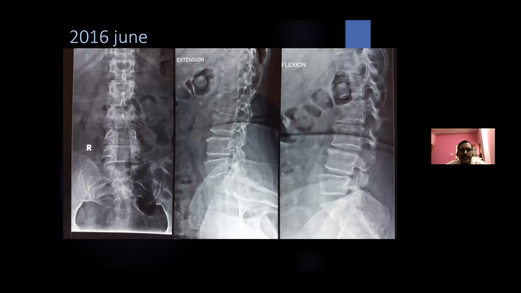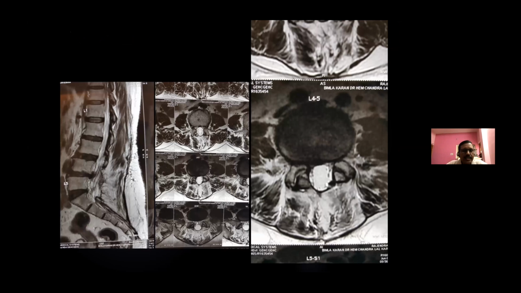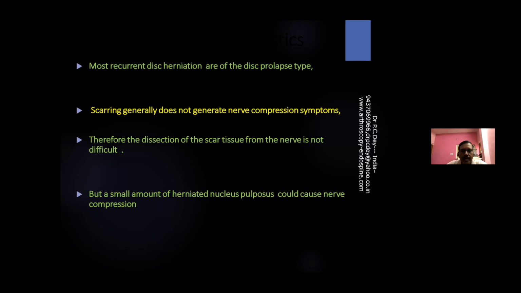We took this X-ray. This clearly shows a wide laminectomy done from L4, L5 to L5-S1. Then we did a contrast MRI, which shows a disc herniation compressing the nerve root on the right side. It is most likely a recurrent disc herniation of the disc prolapse type. Scarring generally does not generate nerve compression symptoms. Therefore, dissecting the scar tissue from the nerve is not difficult, but a small amount of herniated nucleus pulposus could cause the nerve compression.